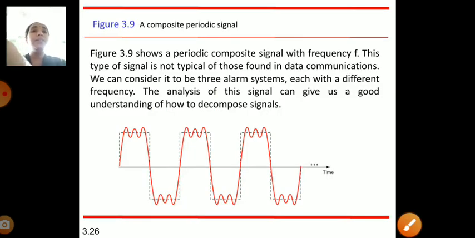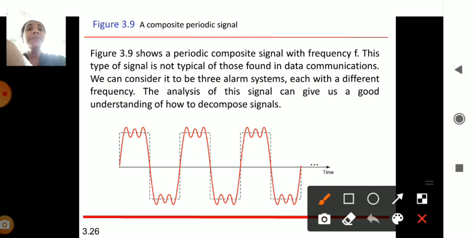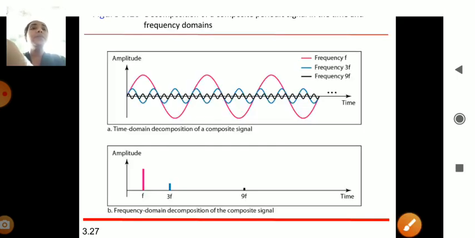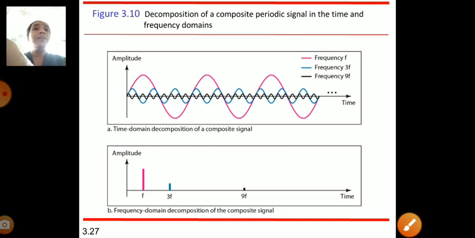A periodic composite signal is a type of signal that is not typically found in data communication, but here it shows changes in the signals. When the signal reaches the topmost point, some disturbance may be there. When it reaches down, the same signal may have disturbances. Those are your composite periodic signals. So there are frequency domains at different levels.